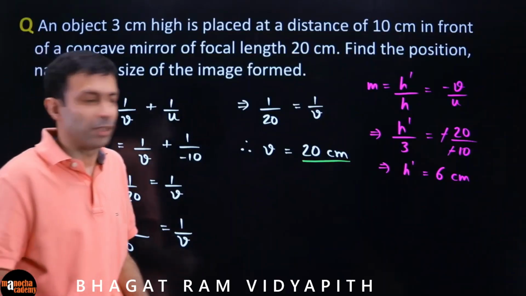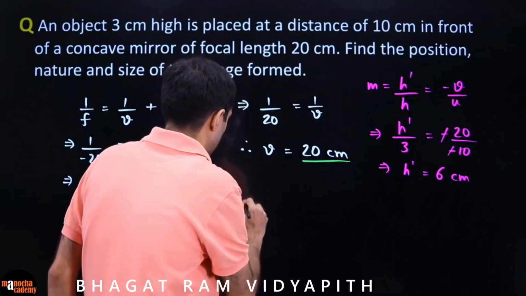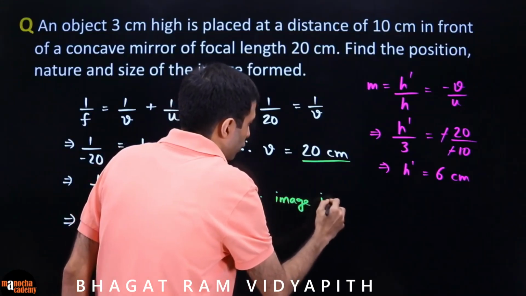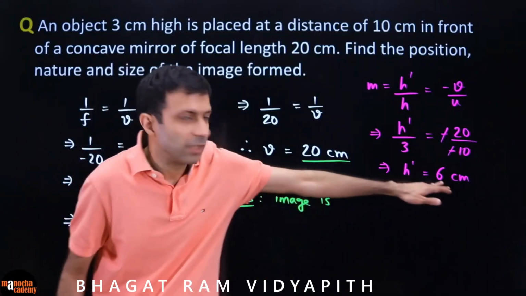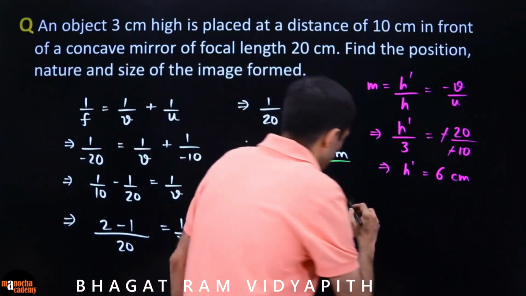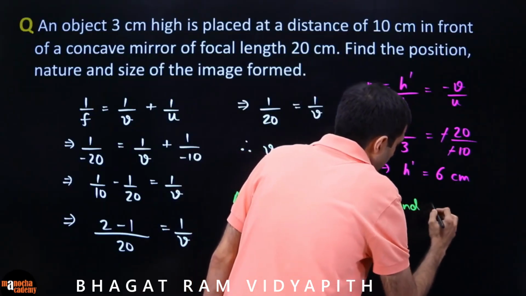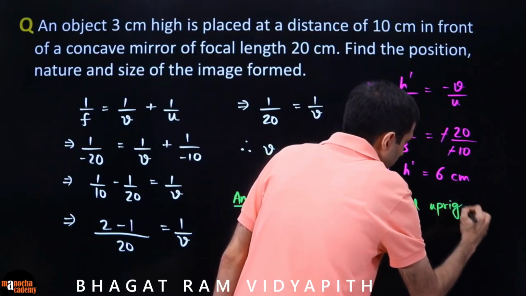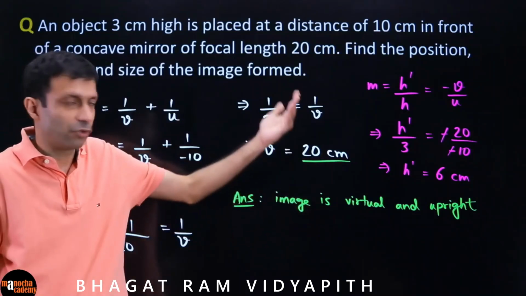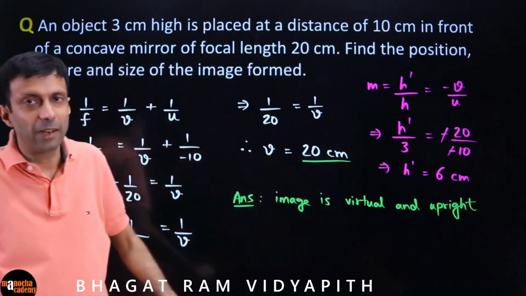Therefore, what is the conclusion about the image? So we can say, because it is a positive image height, the image is upright. That means it must be virtual. So the image is virtual and upright, or you can write virtual and erect, right? Upright means it is straight. So the image is virtual and upright. Why? Because of the positive height. Otherwise you would have got a negative height, right?